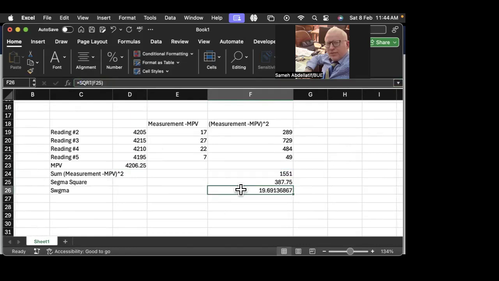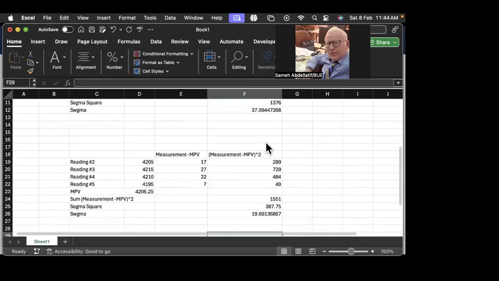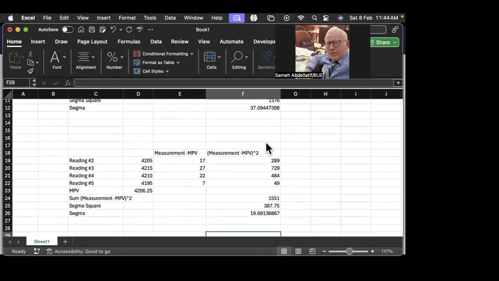And again, as you can see here, this is the square root of this. So it ends up with a sigma of 19.69, while the first one was 37.09. So simply you can observe the difference between these two numbers to find that when you exclude the extreme measurement, this narrows down your diversity, increases the precision of your measurement, and shows you better performance.